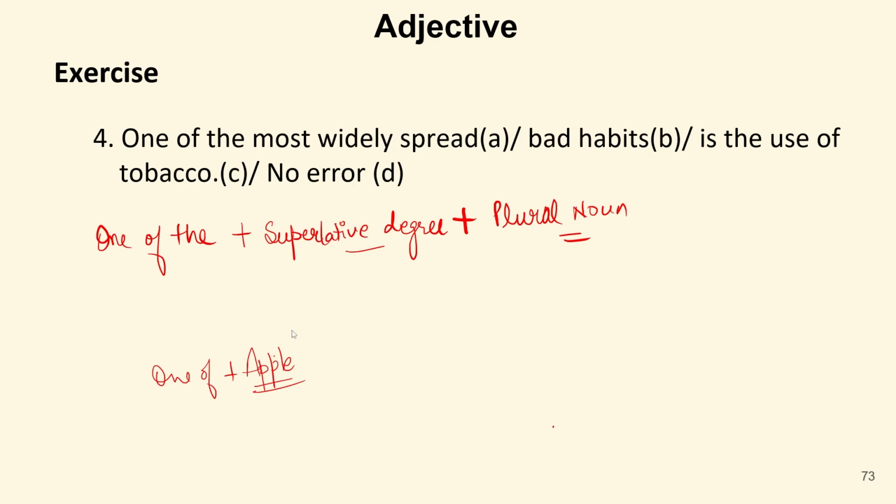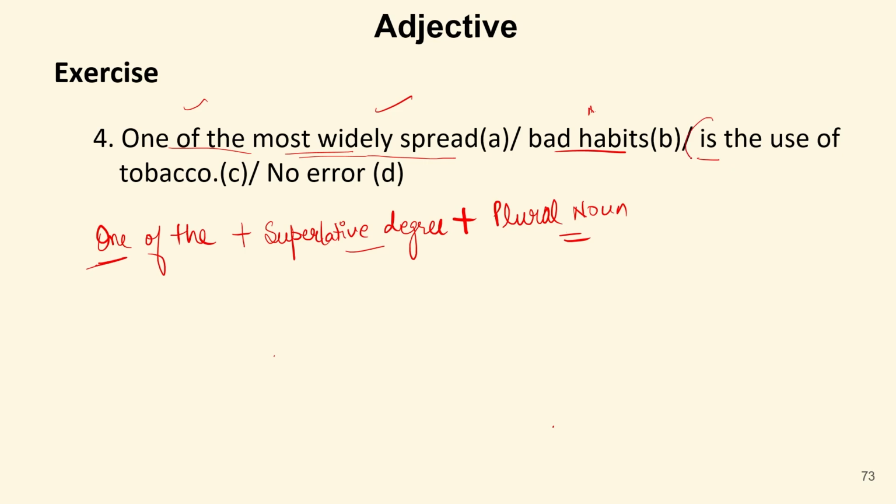So here it is clear that if we want to take one of something, the things should be plural, out of which I'm selecting or picking one. Only from the plural can I take one. So though our subject is one, we should have a plural noun. So in this sentence, one of the is correct, most widely spread is correct. It's a superlative degree of adjective. Then bad habits, that is a plural noun. So this is also correct.